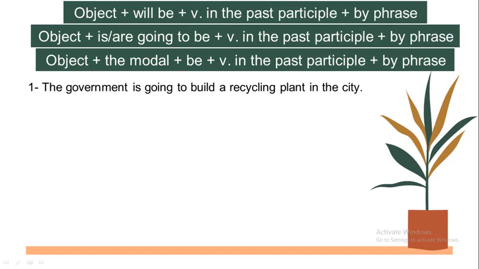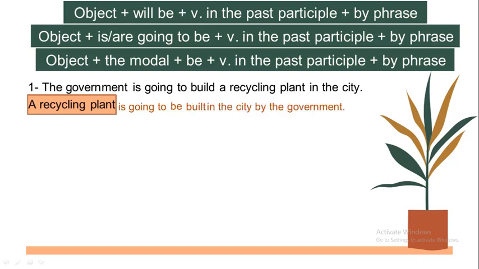Now, what is the government going to build? A recycling plant, so we'll start with it. After that, we'll use is going to be or are going to be. A recycling plant is singular, thus we'll use is going to be, plus the verb in the past participle which is built, in the city by the government. Let's take another example.